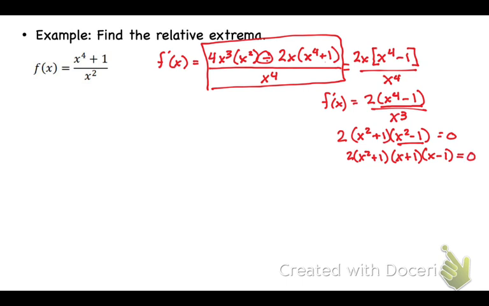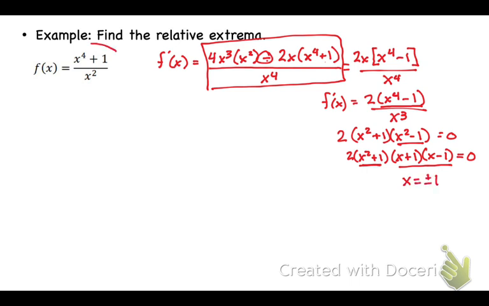So now I need to go find all of my zeros. Okay, this would be x squared equals negative 1. Would that be a real solution? No, so that's not a 0. This would give me positive and negative 1, correct? Correct. So I have x equals plus or minus 1.